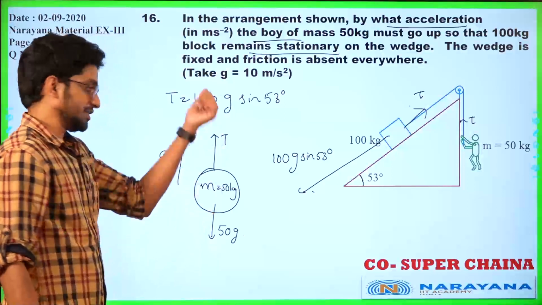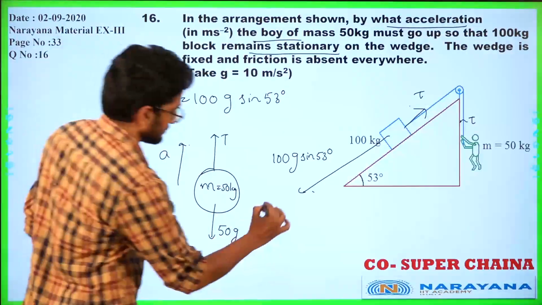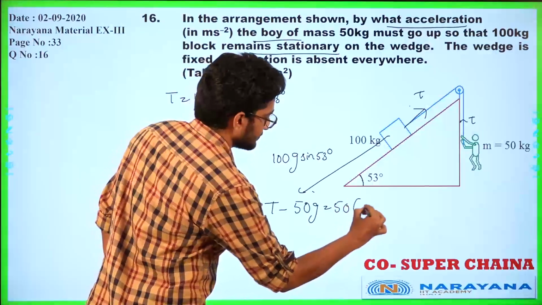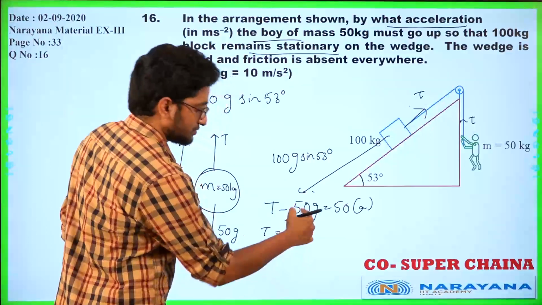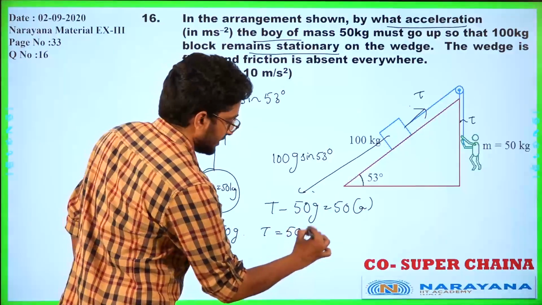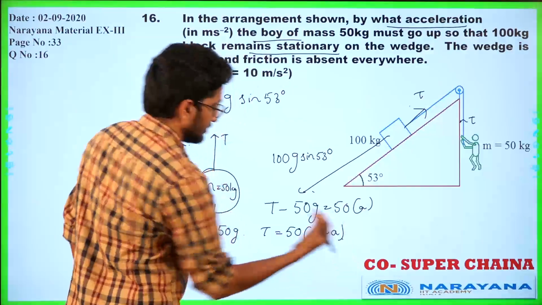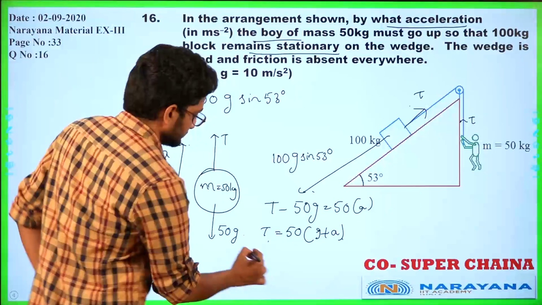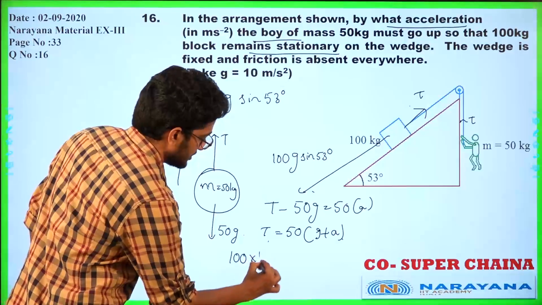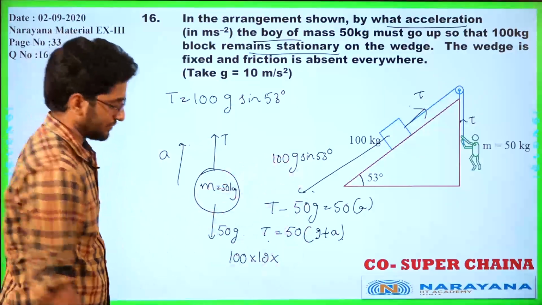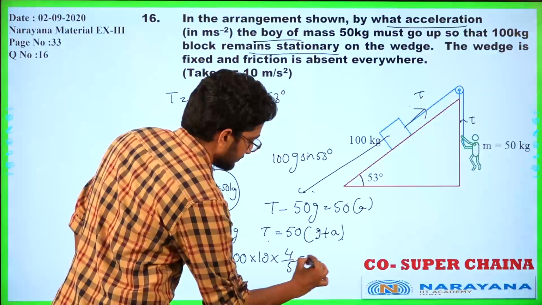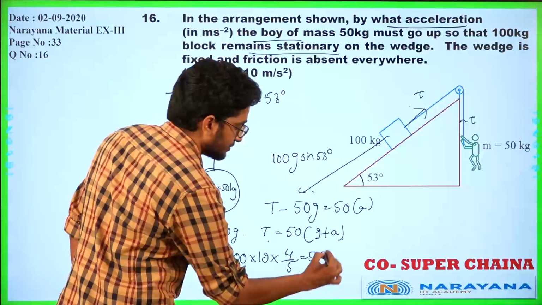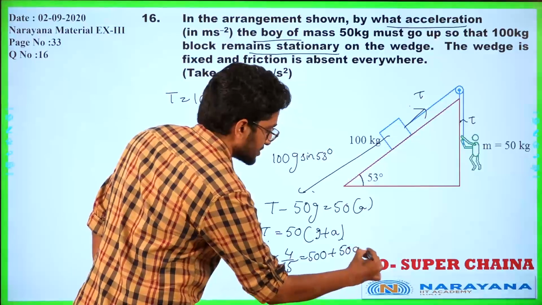So write a force equation here. He is moving up. So net force in the direction of acceleration: T minus mg equals m into A, 50 into A. So again I get tension is equal to m into (g plus A), 50 into (g plus A). And here I already have the value of tension, 100 g sin 53, and g value is 10. So this is 100 into g into sin 53. Sin 53 is 4 by 5. So 4 by 5 of 100 into 10 equals 50 into (10 plus A), so 500 plus 50A. So I directly get the A value here.